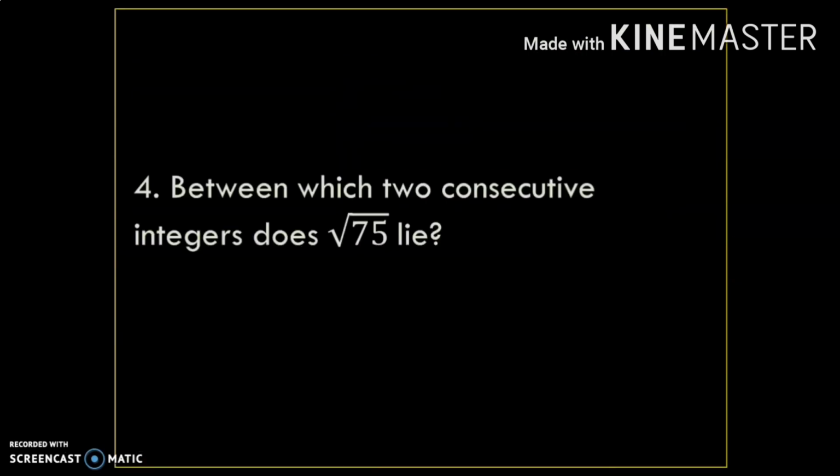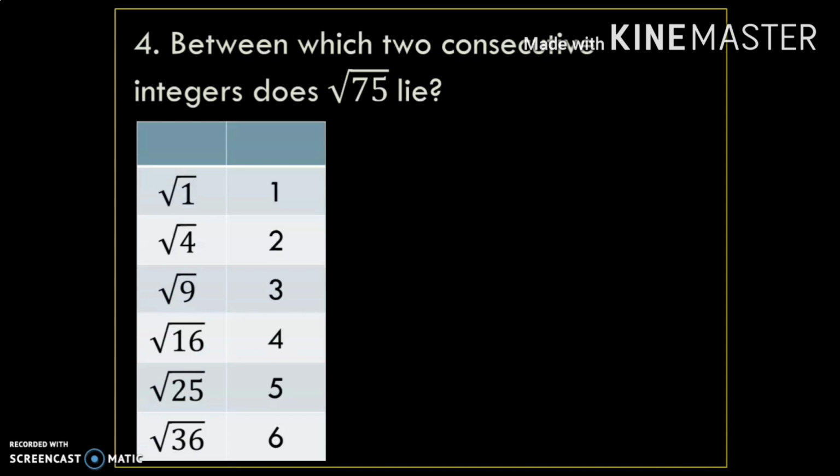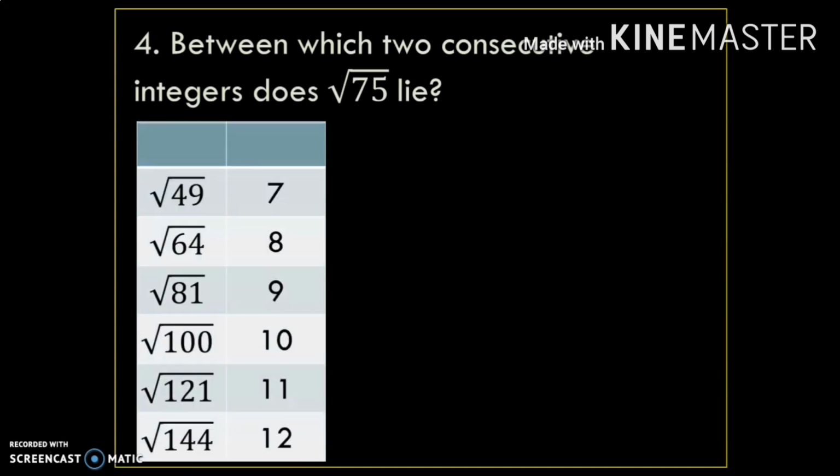Next. Between which 2 consecutive integers does the square root of 75 lie? Again, hindi po perfect square yung ating given. So, mag-list down ka muna ng mga square root. Tingnan natin, dito sa up to square root of 36, matatagpuan na ba natin si square root of 75? Hindi pa. Kaya, continue tayo. Ibahin natin yung given. Gawin natin square root of 49 is equal to 7. Square root of 64 is equal to 8. Square root of 81 is equal to 9. Square root of 100 is 10, and so on and so forth.